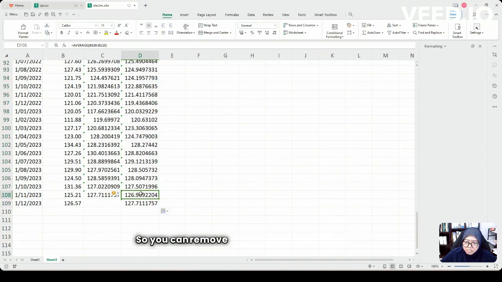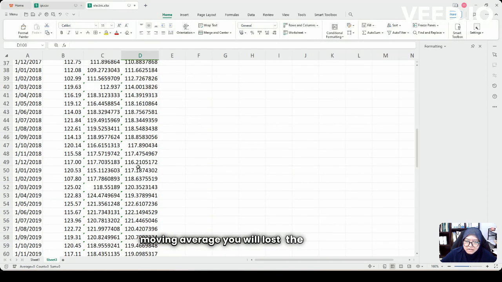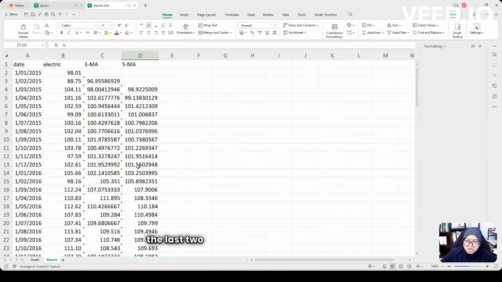Okay, so you can remove the last 2 values because these 2 values are invalid, because in 5-period moving average, you will lose the first 2 and the last 2 observations.